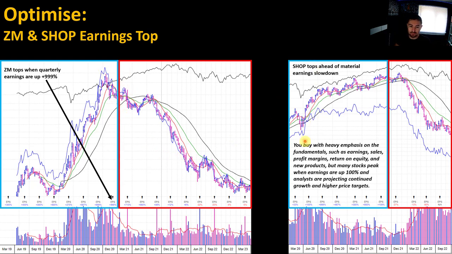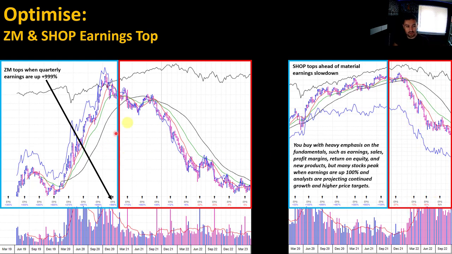With Shopify as well, this is during the same time period. So the stock moves up here and then you see the stock actually starts topping out. And of course, there was also a bear market in growth stocks, but the stock actually starts topping out up here when earnings are plus 300%, 900%, 109% on a quarterly basis. But then you can see a material slowdown in the earnings. So the market is a discounting mechanism. So see how the quarterly earnings then go to minus 27%, minus 13%, minus 90%, and the stock is in this phase four decline.